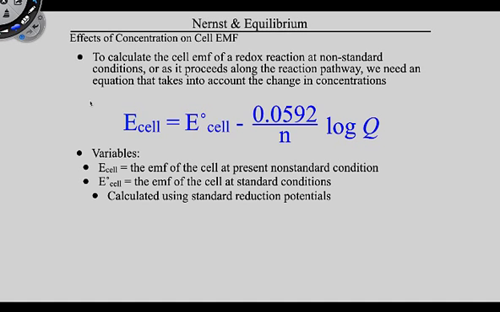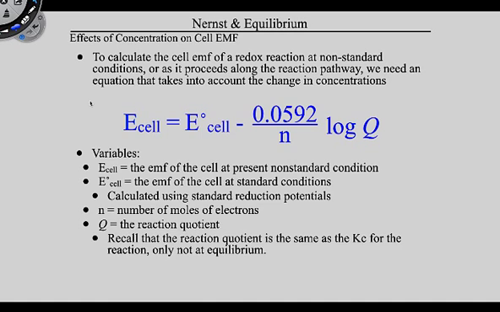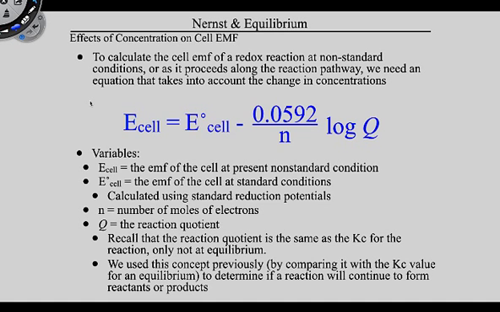Then guys, N is the number of moles of electrons. We've talked about that previously. And then Q is the reaction quotient, which you remember is just Kc at non-equilibrium conditions. And we used that previously to figure out which direction reactions move at any given set of concentrations.